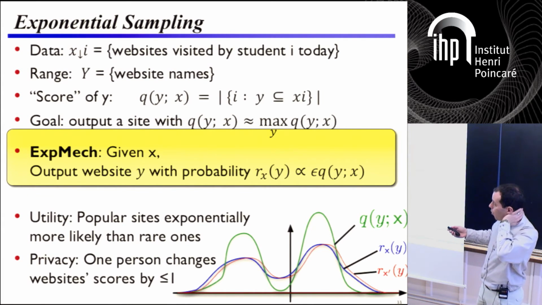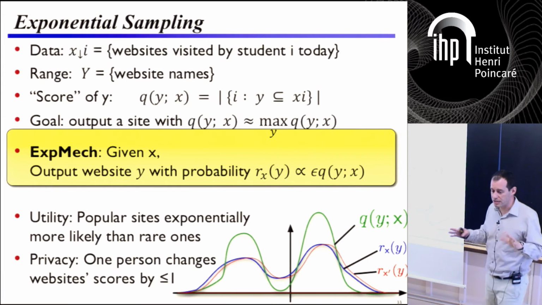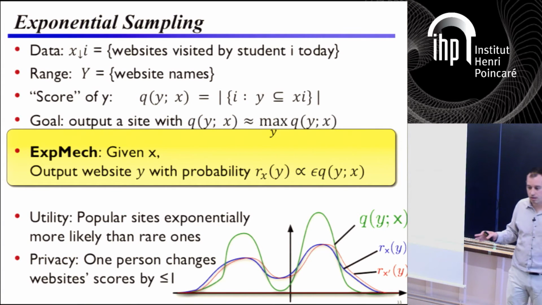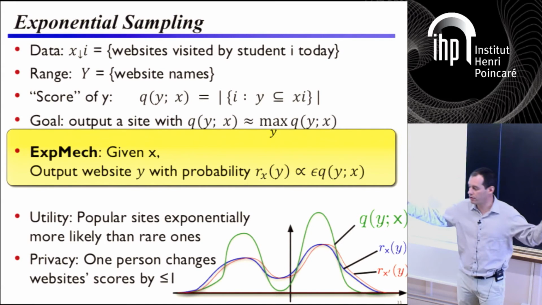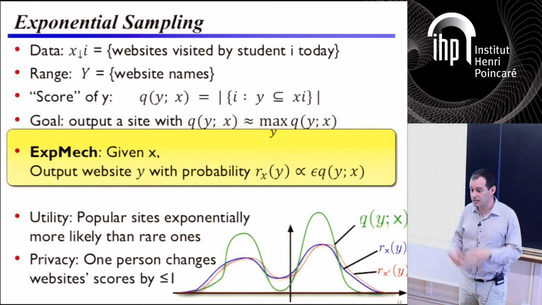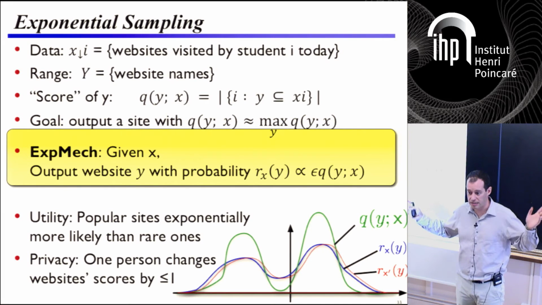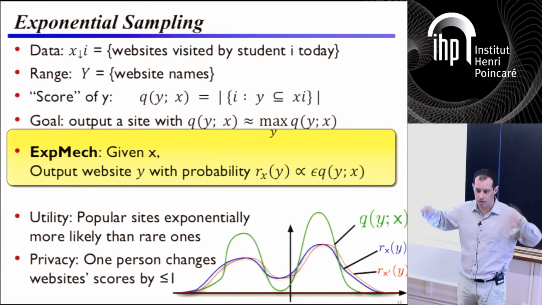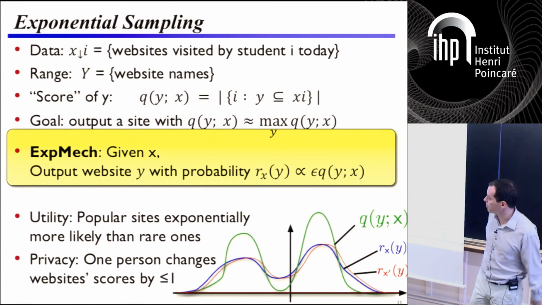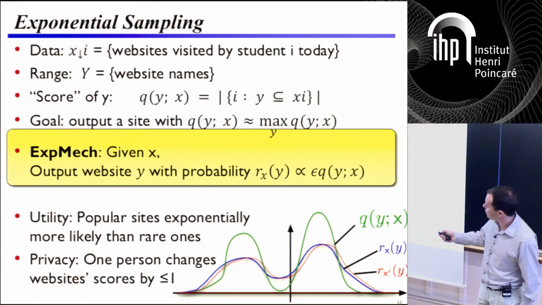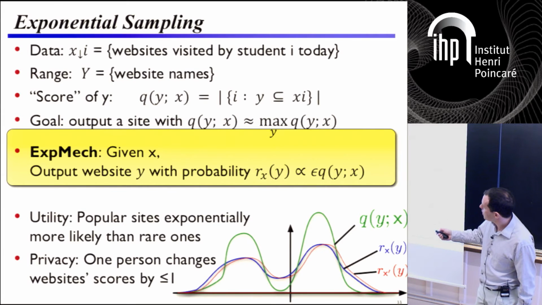OK, so noise addition in this context is not going to work well. Because if I add noise to the list of visit frequencies of all the sites, because each student can visit tons of sites, the sensitivity of that vector is going to be huge, and I'm just going to get meaningless results. But I can still do something meaningful, and that is I can output a website.